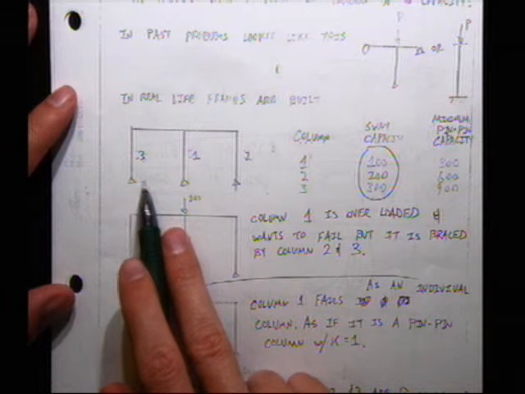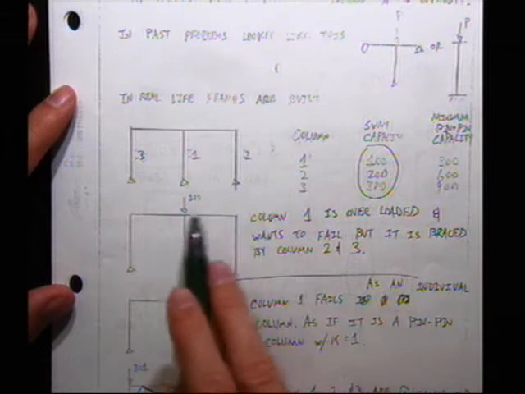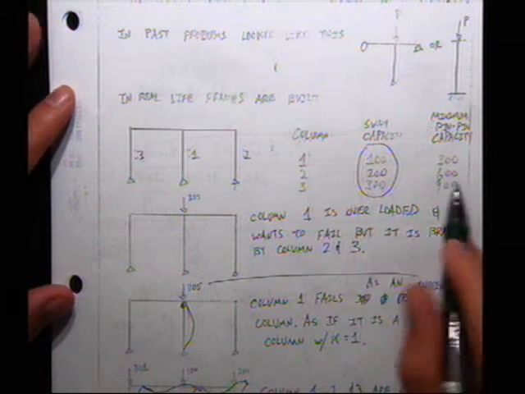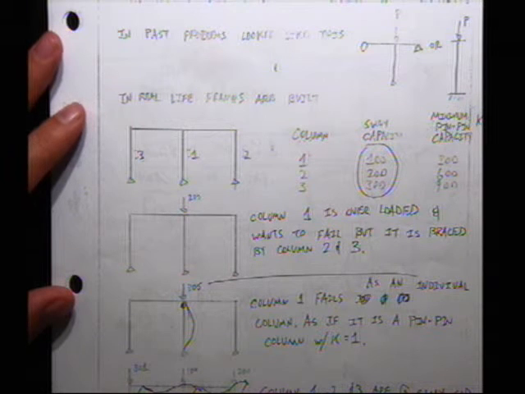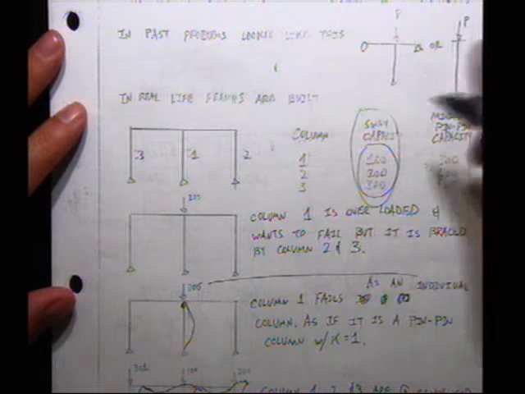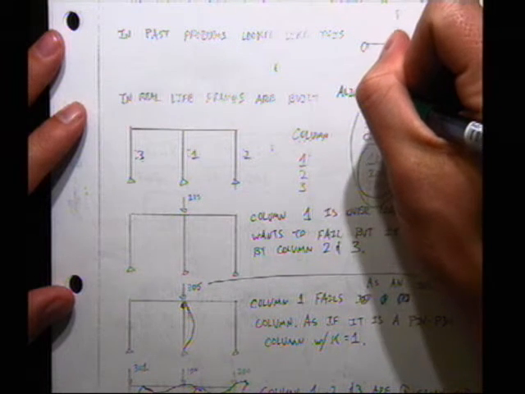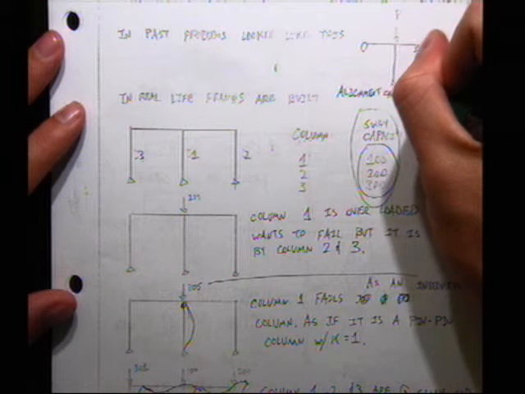And we have column 1, column 2, and column 3. And I'm going to tell you the sway capacity are these values, and the minimum pin capacity, that's with the k equal to 1, are these values. Okay, so how did I get these values? Well, I used the alignment chart. What does the alignment chart give us? What do we get out of the alignment chart?